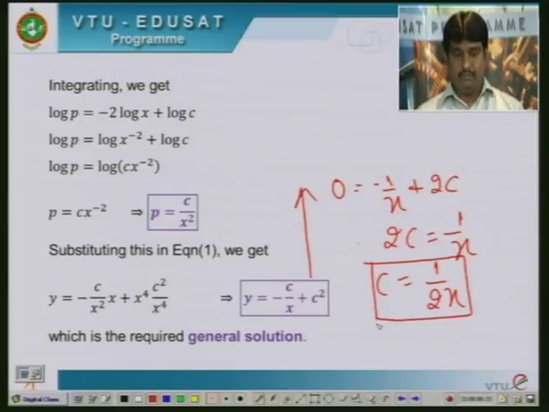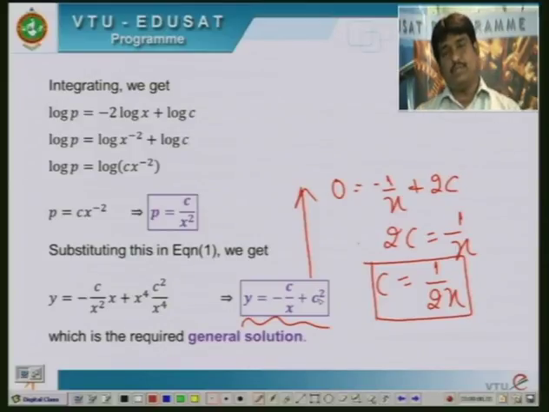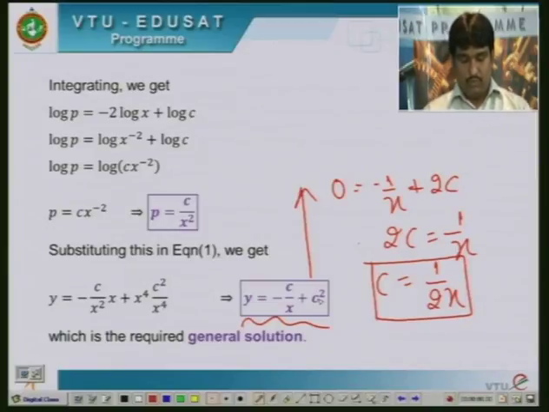What I have done here is differentiate the general solution with respect to the arbitrary constant c, treating y and x as constant. The derivative of y is 0, that is equal to minus 1 by x, the derivative of c is 1, plus the derivative of c square is 2c. With this 2c becomes 1 by x, so c is 1 by 2x. Now you have to substitute the c value in the general solution.